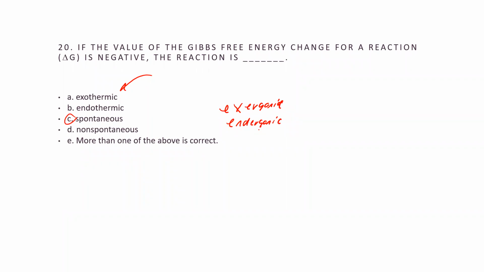So what would an exothermic reaction have? I know it's like taking energy from the sun. So that has to do with delta H. Okay, so an exothermic reaction would have a negative delta H. And then an endothermic reaction would have a positive delta H.